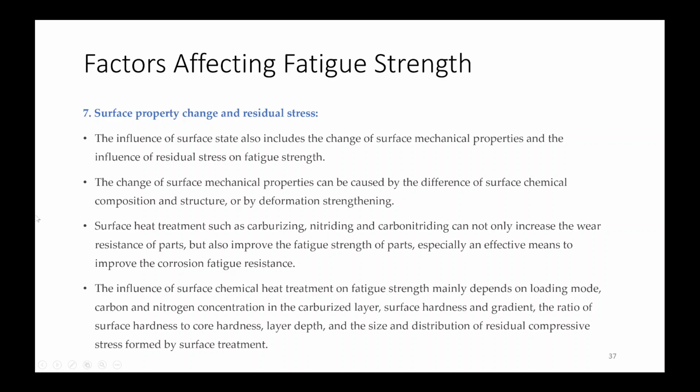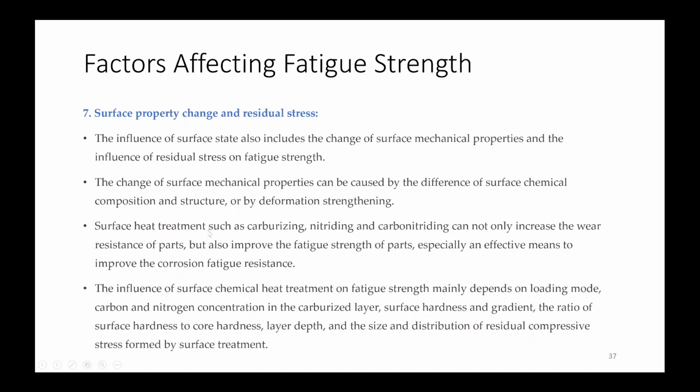So the influence of surface state also includes the change in surface mechanical properties and the influence of residual stress on the fatigue strength. The change in surface mechanical properties can be caused by the difference of surface chemical composition and structure, or by deformation strengthening. So we can roll the surface of the material, and we can introduce carbon or nitrogen in the surface for improving fatigue strength of the material. These are known as surface heat treatment mechanisms.